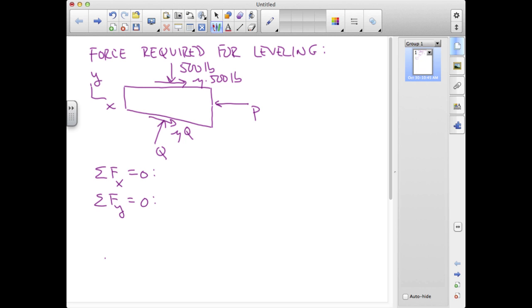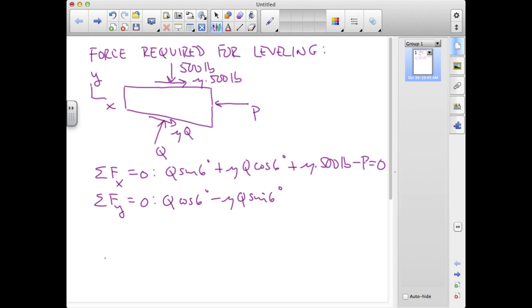And in x we have Q sine of 6 degrees plus the friction coefficient times Q cosine of 6 degrees plus mu times 500 pounds minus P equals 0. And in y we have Q cosine 6 degrees minus friction coefficient times Q sine 6 degrees minus 500 pounds equals 0.